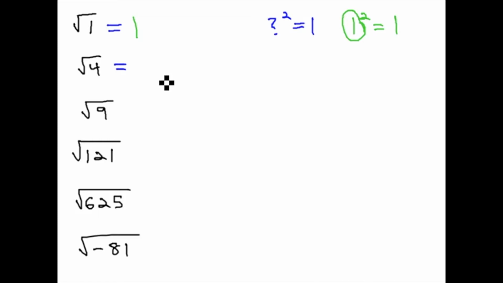Let's look at the square root of 4. We're saying some number squared equals 4. From experience, we know that when 2 is squared, the answer is 4. So the square root of 4 is going to be that number 2.